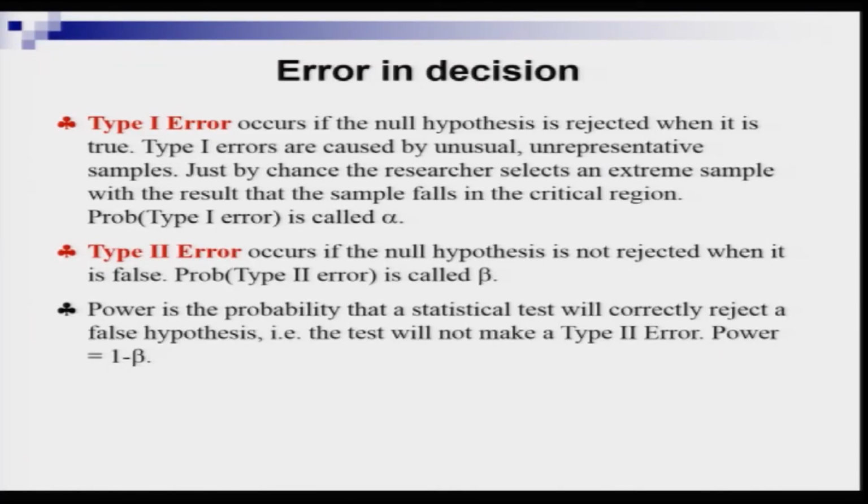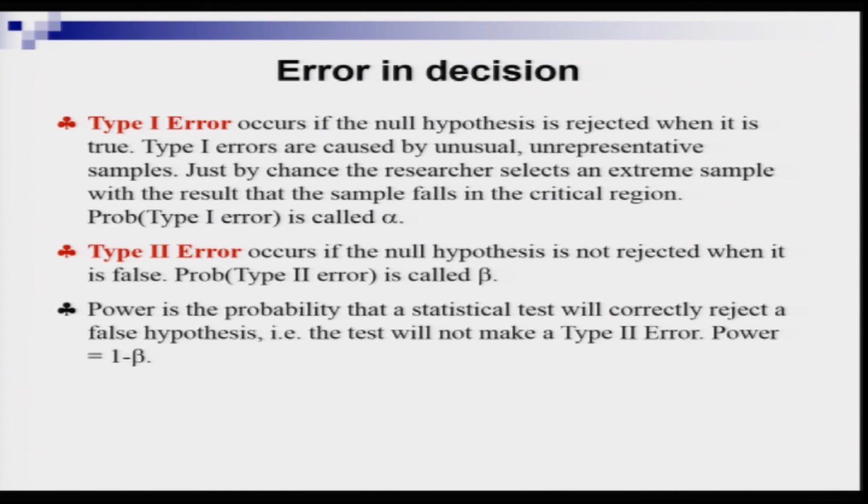I will begin with the formal definition of type 1 error. This occurs if the null hypothesis is rejected when it is indeed true. Type 1 errors are caused by unusual, unrepresentative samples. Just by chance, the researcher selects an extreme sample, with the result that the sample falls in the critical or rejection region. The probability of type 1 error is denoted by the level of significance, that is alpha.